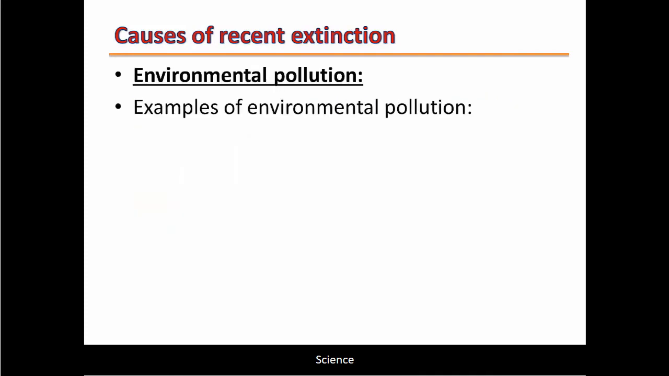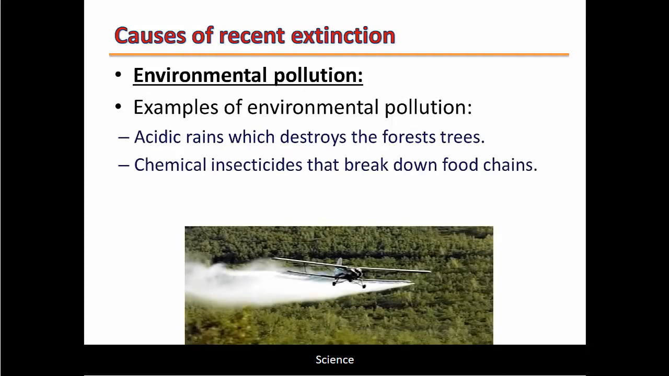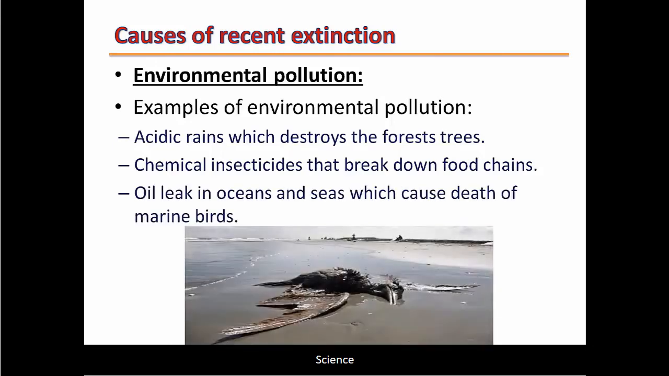Environmental pollution. Examples of environmental pollution: acidic rains, which destroy the forest trees. Chemical insecticides that break down food chains. Finally, oil leaks in oceans and seas, which cause the death of marine birds.